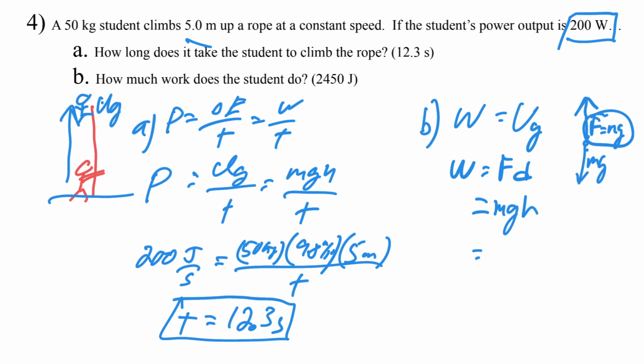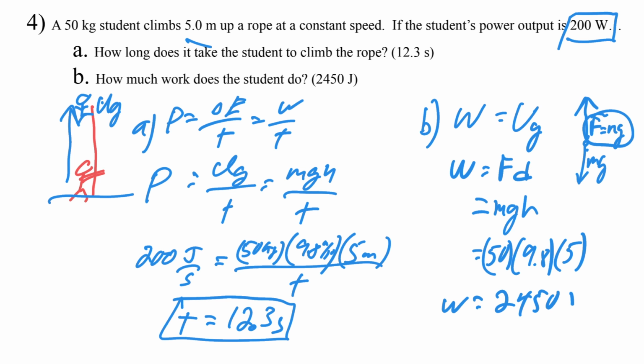So anyways, we'll just go ahead and do that out. So we're going to have 50 times 9.8 times 5. And we get work of 2,450 joules. All right, let's move on to the next one.